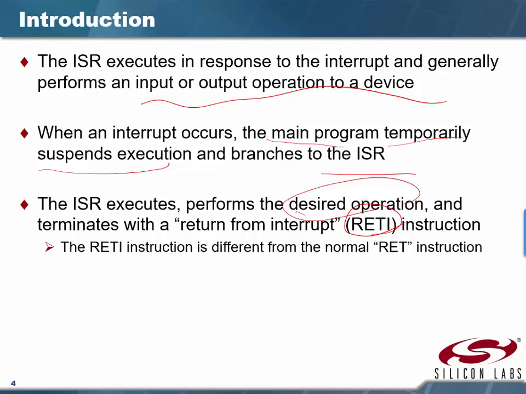Now, the return from interrupt instruction is the assembly language instruction. When we do an interrupt in C, we simply label the subroutine as an interrupt and which interrupt routine it is, and then the compiler will put in the return from interrupt. But I'm just going to talk about interrupts in general, and we'll talk about the C implementation later.